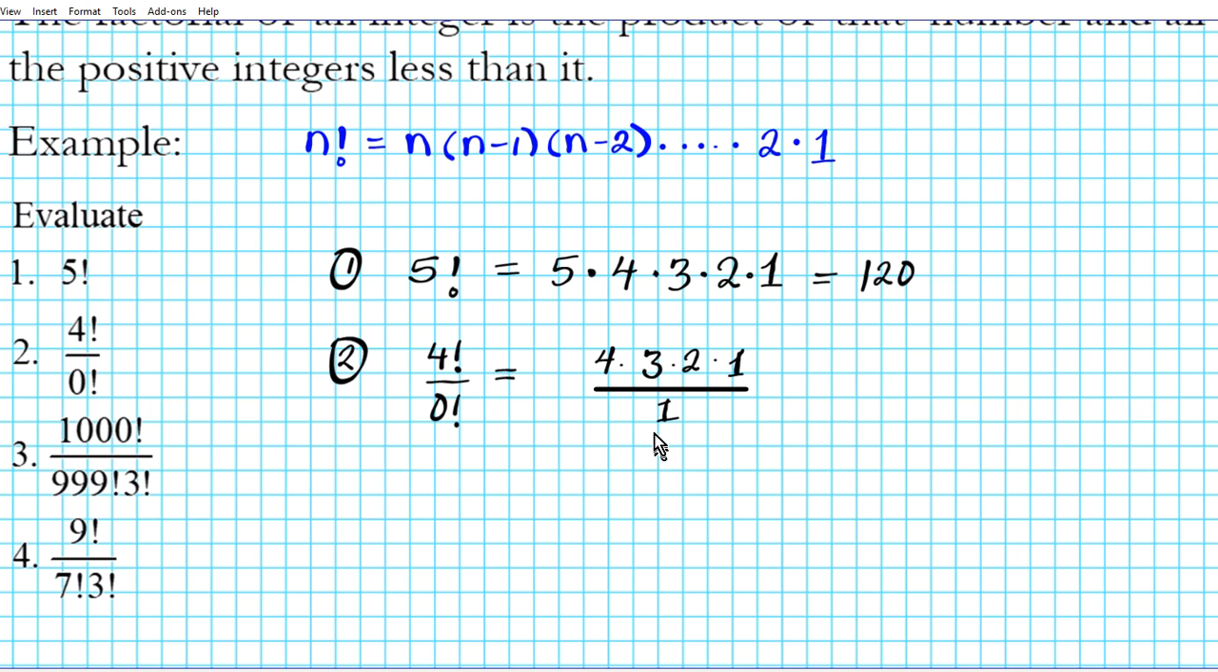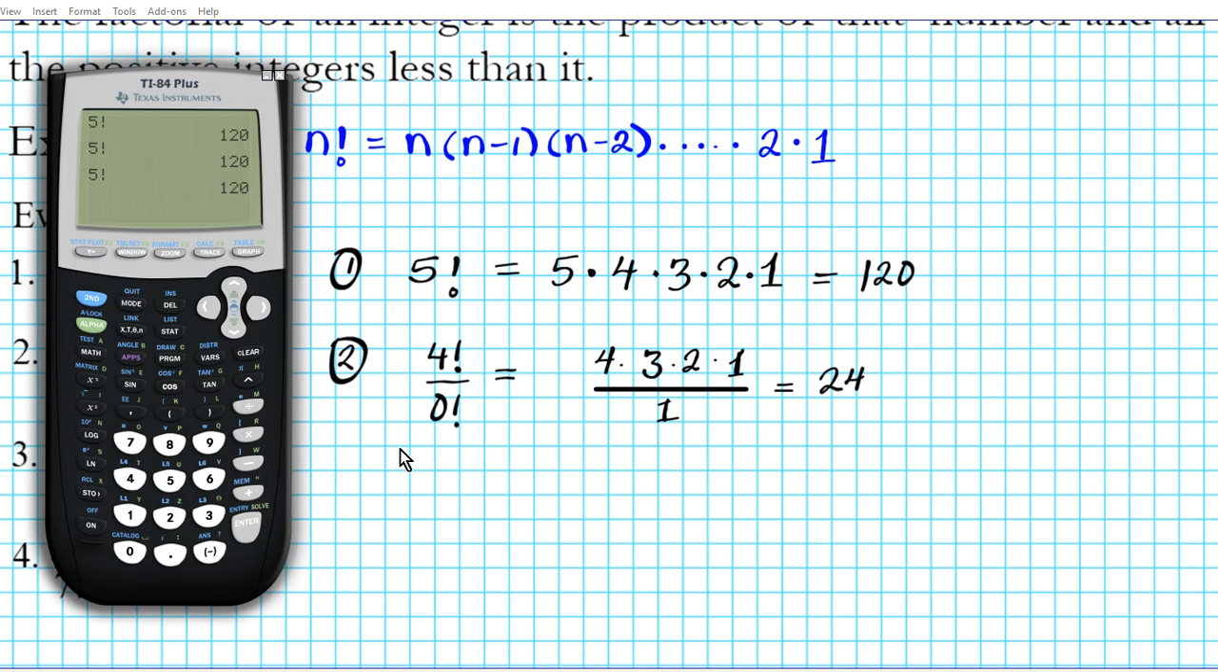Okay? Alright, so this is how you have it written out. And then we multiply everything and divide by 1. 4 times 3 is 12. 12 times 2 is 24. Your final answer is 24. Now let's go over how to enter this quotient of 2 factorials in the calculator. So you have 4 factorial, so math, probability, option 4, divided by 0 factorial, 0, math, probability, option 4. Enter 24. You can see that our answer is correct.